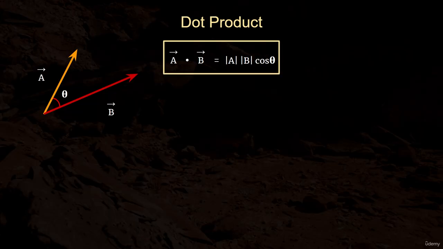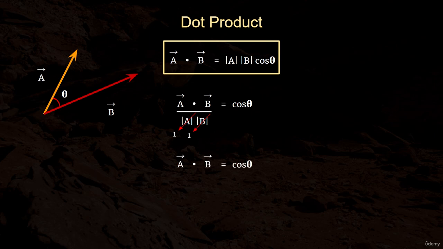Now, if we try to solve this equation for theta, we can divide both sides by the magnitudes of A and B to isolate cosine of theta on the right side. Now, this is one of those situations where it's really handy if A and B are normalized. That would mean their magnitudes are both 1. So this equation would simplify to A dot B equals cosine theta.